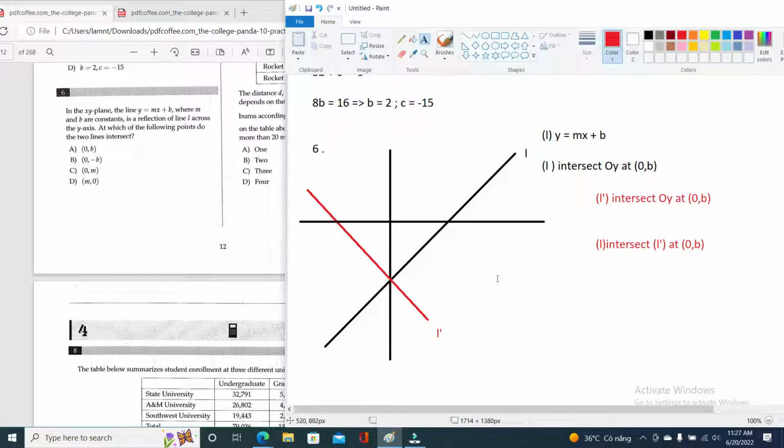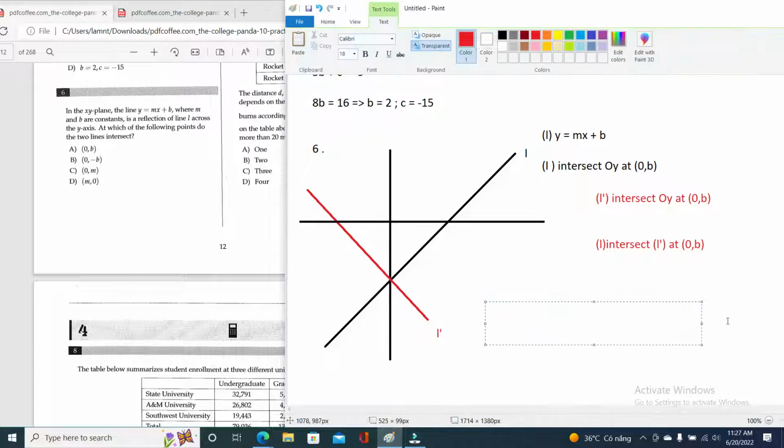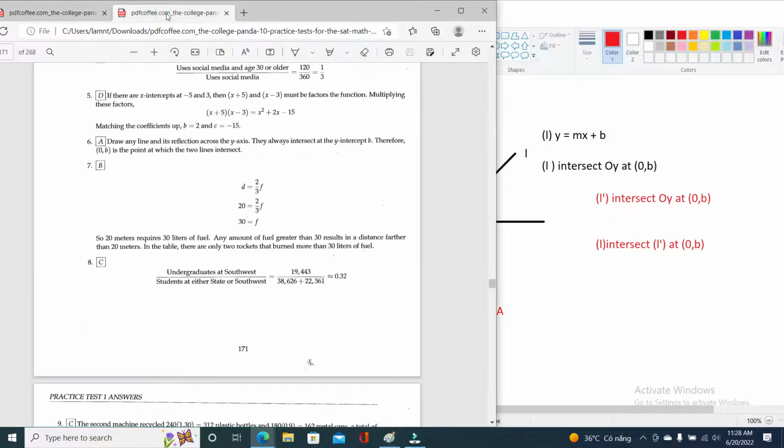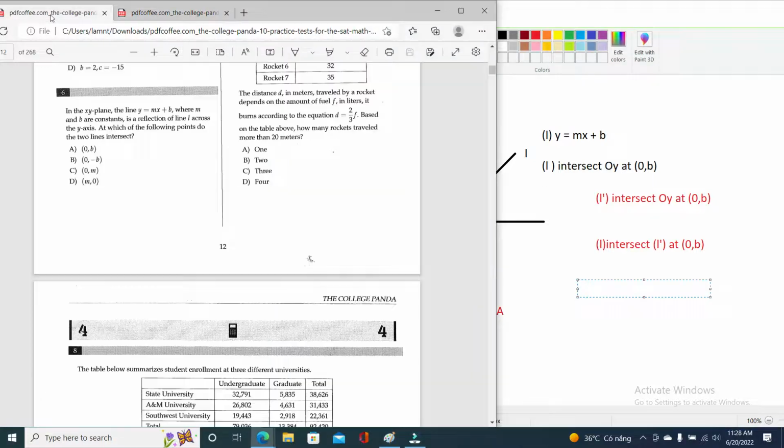So 6 is A. 0, b, so it's A. So 6 is A. Okay. Let's come to number 7.